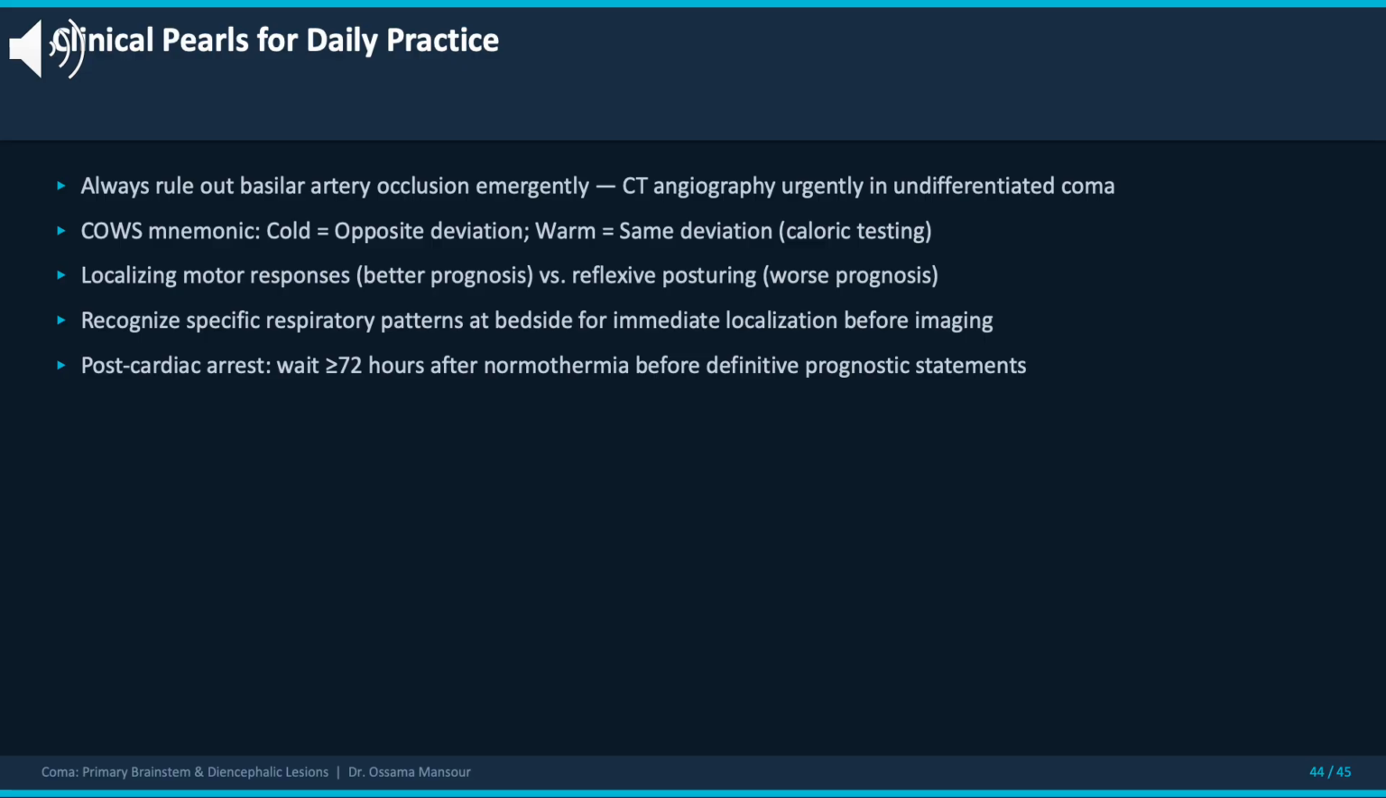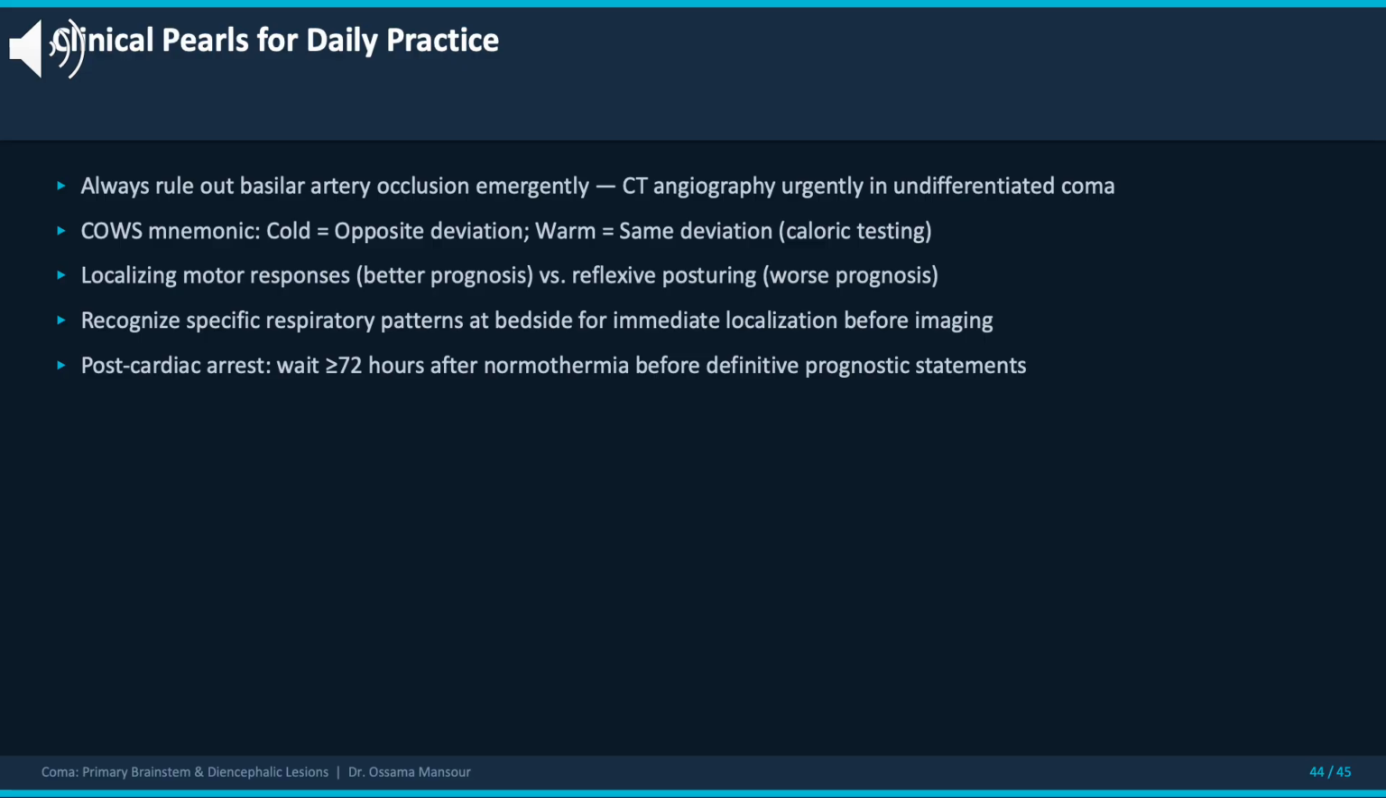Third, use the COWS mnemonic to correctly interpret caloric testing. Cold water produces conjugate gaze deviation to the opposite side. Warm water produces deviation to the same side. Fourth, carefully distinguish localizing motor responses, which indicate preserved cortical function and carry better prognosis, from reflexive posturing, decorticate or decerebrate, which indicates severe injury and worse prognosis.